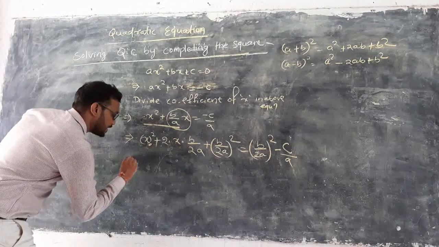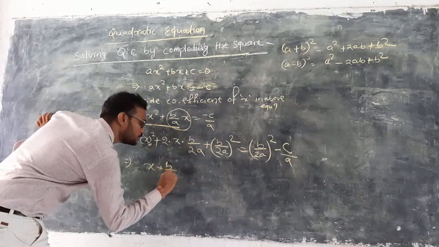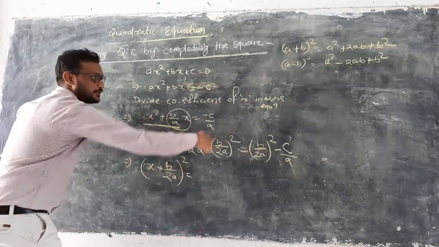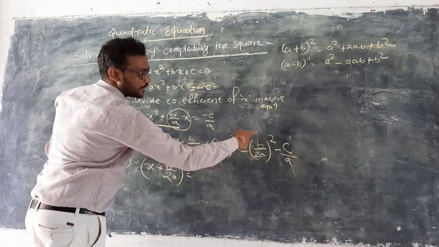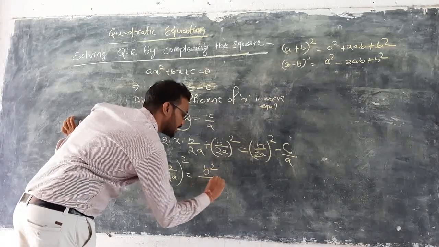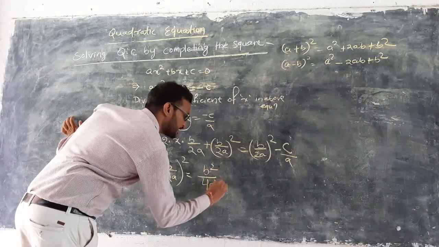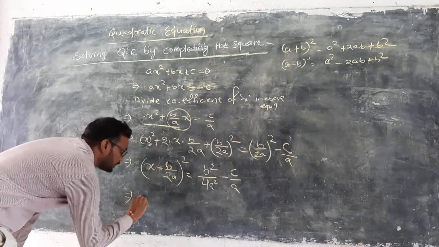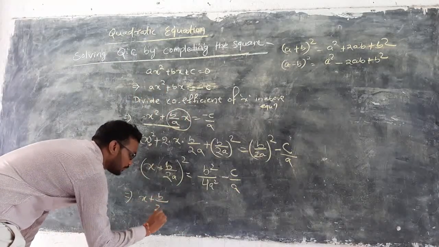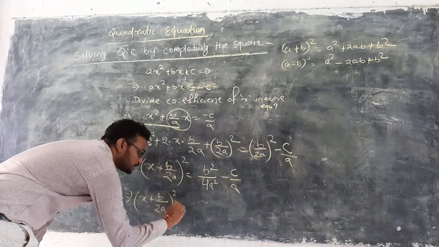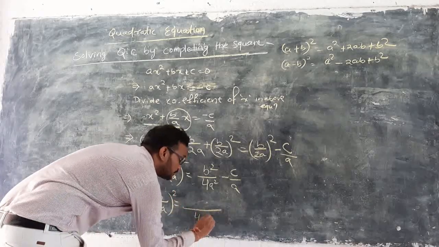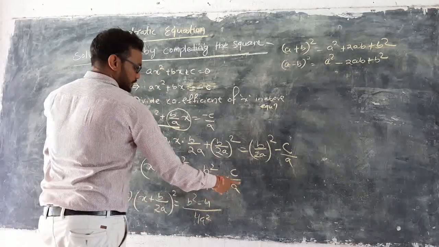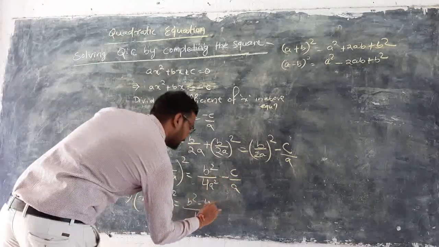Now this can be written as x plus b by 2a whole square is equal to b square by 4a square minus c by a. Now x plus b by 2a whole square is equal to, 4a square is the LCM, b square minus 4ac, over 4a square.